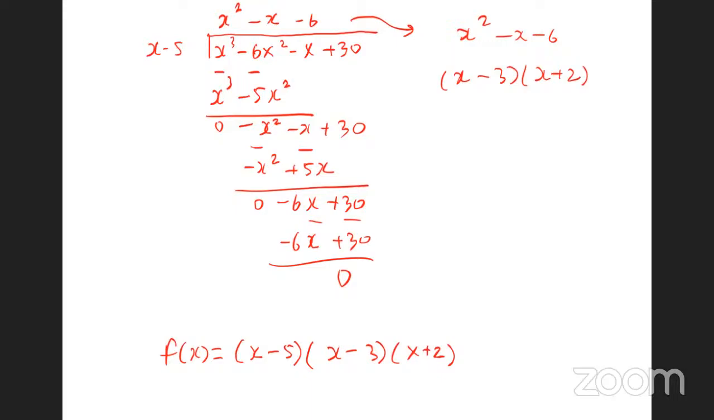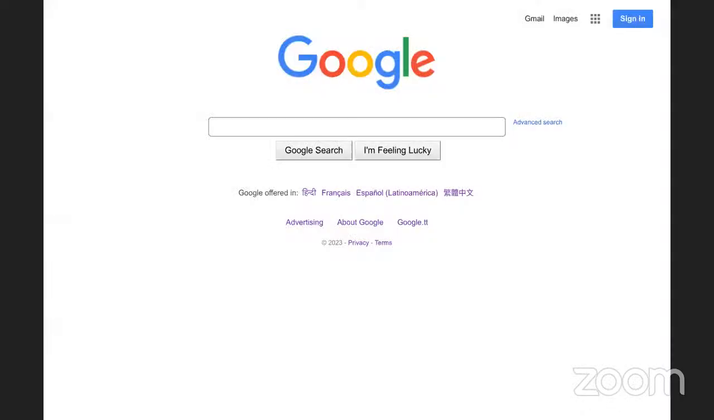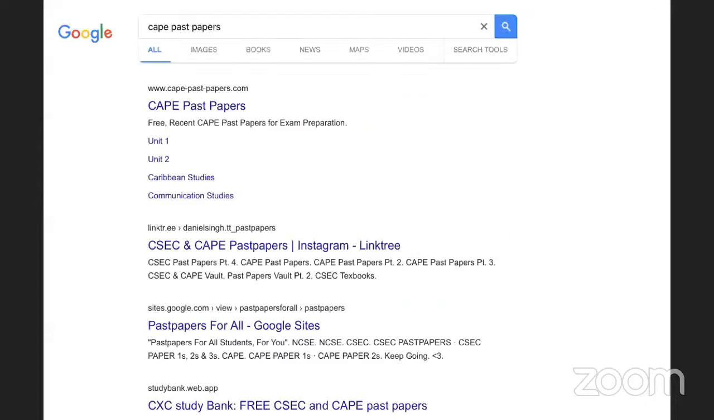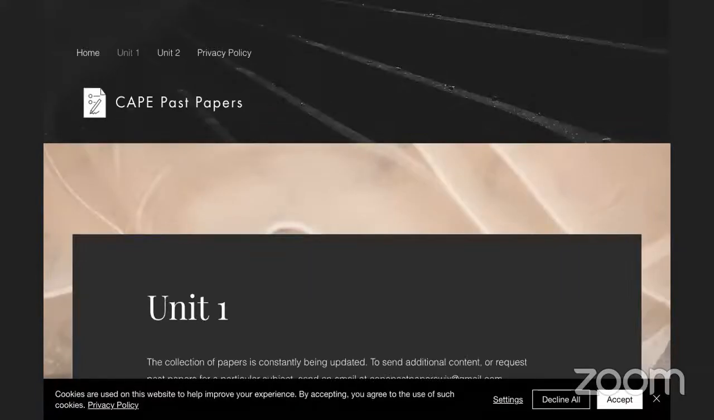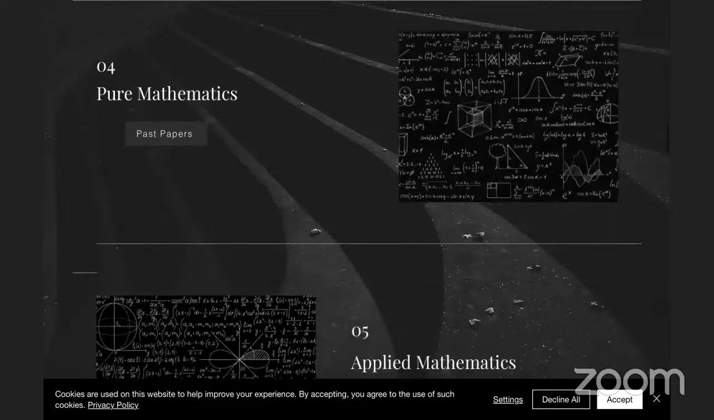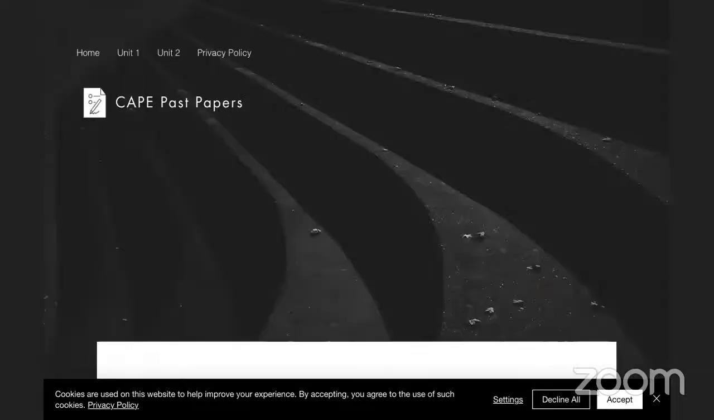Right. Just in case you're not aware, if you need to get past papers, just go to keep past papers. You can download them and keep them. Just go to unit 1. Wait a little while for it to load, and you can take a look at what your papers will look like.